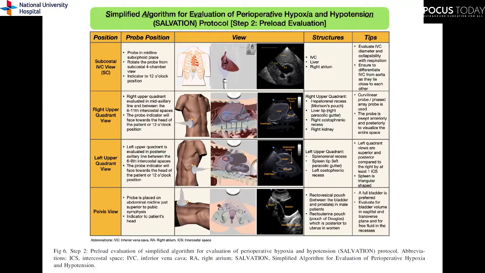When evaluating the upper quadrants, we use the curvilinear probe. The right side involves evaluation of the liver, right paracolic gutter, costophrenic recess, and right kidney. On the left upper quadrant, we evaluate the left paracolic gutter, costophrenic recess, left kidney, and spleen. Moving the probe to the pelvis allows evaluation of the rectovesical pouch in males, and the rectouterine pouch in females for free fluid.